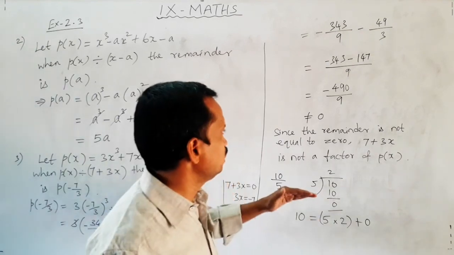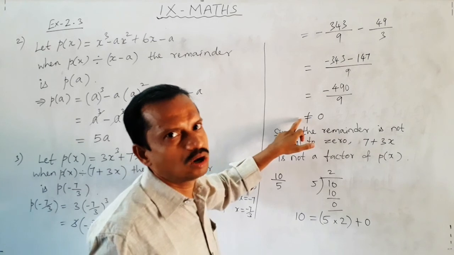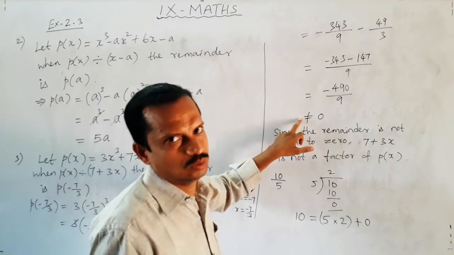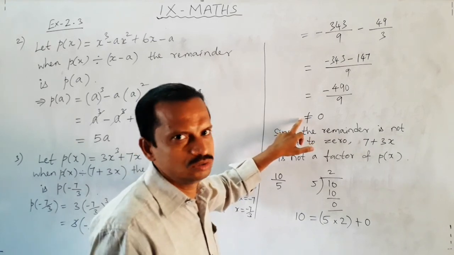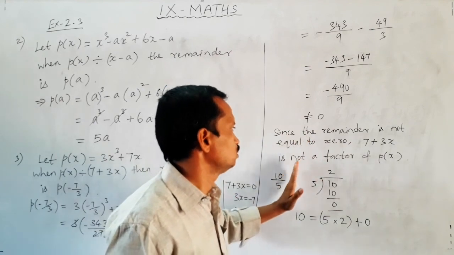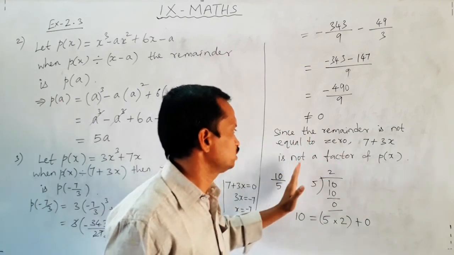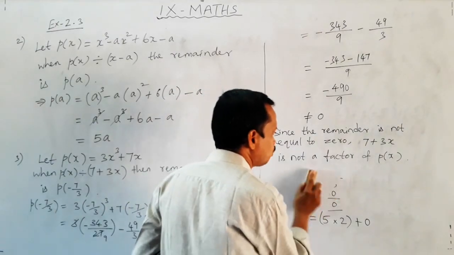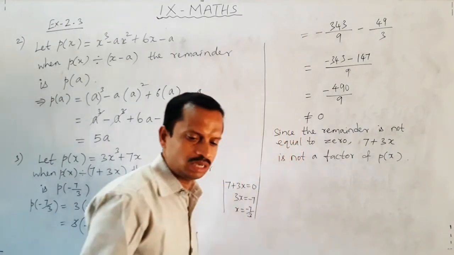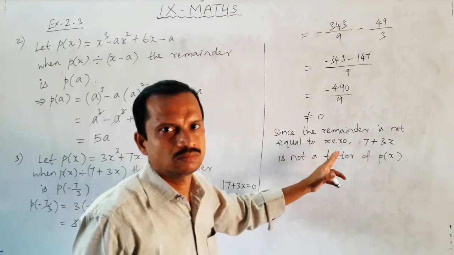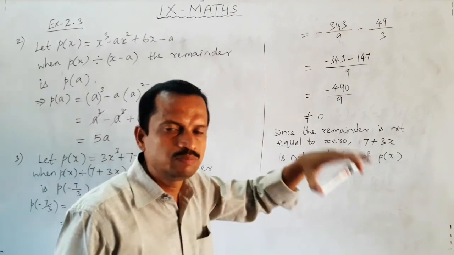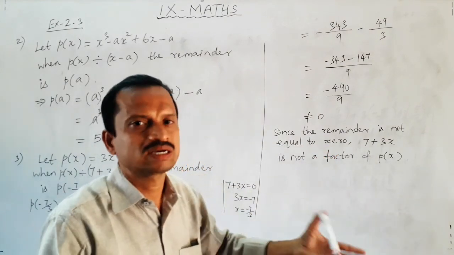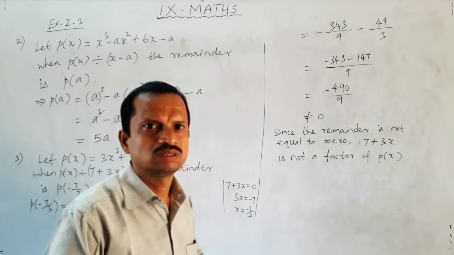Clear? In such a way, here the remainder we got is non-zero, that means not equal to 0. So we come to the conclusion that 7 plus 3x is not a factor of p of x. So the next topic is the factor theorem. This conclusion will help you to understand the factor theorem, and we will see it in the next class. Thank you.